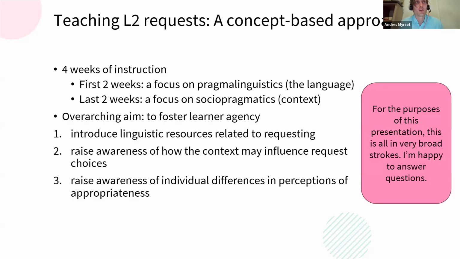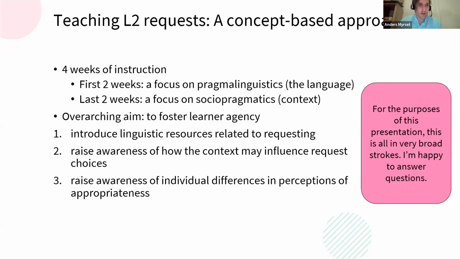So learners' ability to make informed choices in communication. So having a wide repertoire and being able to vary their communication depending on the situation and what they're trying to achieve.